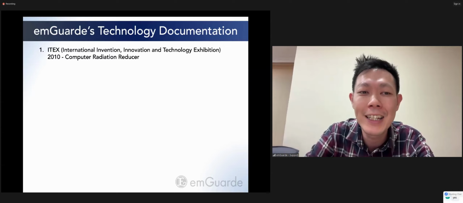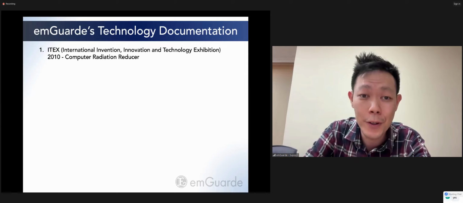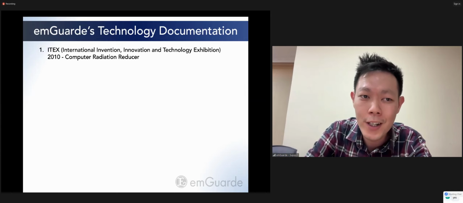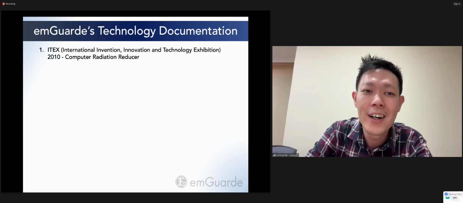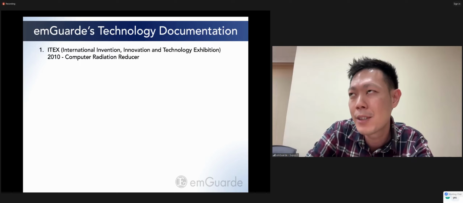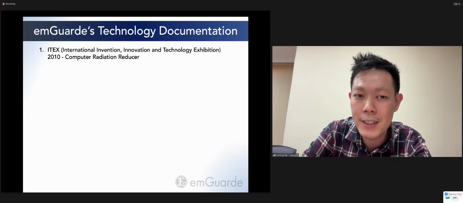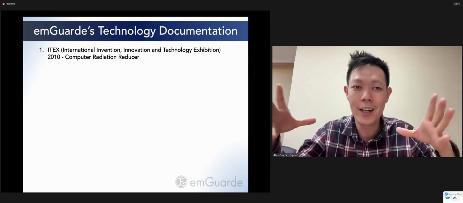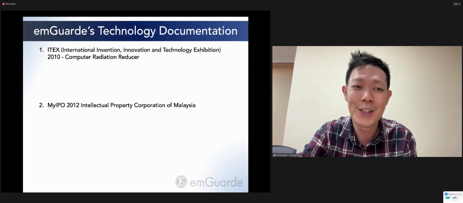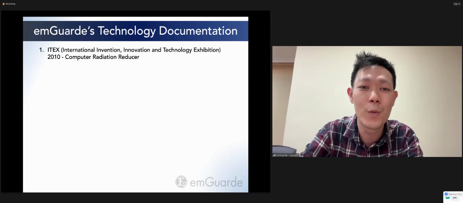At the beginning, the first award that we won in 2010 is the ITEX, which at that time was only suitable for a computer radiation reducer. That time is about 13 years ago. I still remember the PC was quite huge, the monitor at that time. So at that time, we had already won the award for reducing computer radiation.